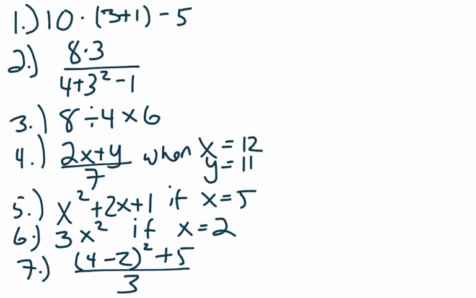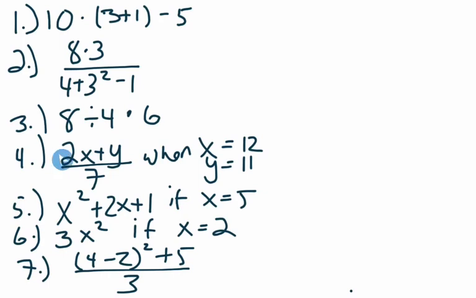The first one reads 10 times, and that multiplication symbol right here is not necessary. It's not wrong, just the implied operation there would be multiplication, times 3 plus 1 minus 5. Second one is 8 times 3 all over, and again, notice the phrasing there, all over, 4 plus 3 squared minus 1. The next one is 8 divided by 4 times 6. I don't know why I reverted to that times symbol. I should probably be consistent.